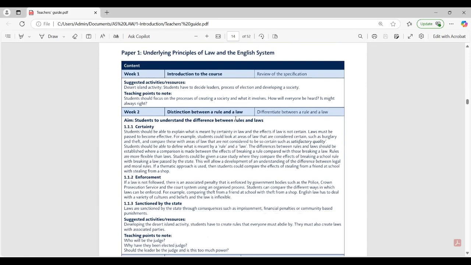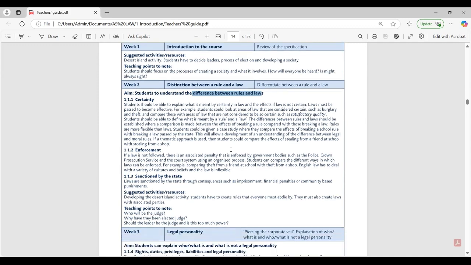So let's look at the topics that are covered under the syllabus of paper 1. As I said earlier, paper 1 is about the underlying principles of law and the English legal system. So firstly, you have to learn about the difference between rules and laws. You have to learn the characteristics of rules, the laws, what are their differences.